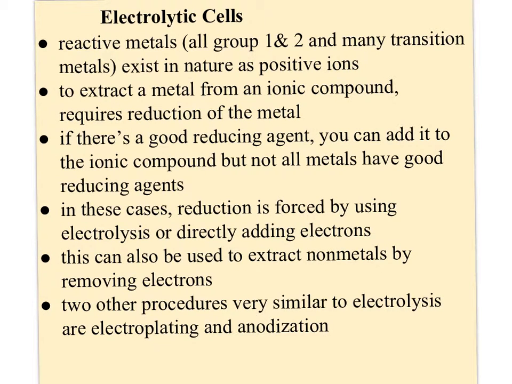Reactive metals, so all of group 1 and 2, and many of the transition metals, exist in nature as positive ions. They're in some kind of compound. You don't find pure metals that often in nature other than gold and some silver. So if there's a good reducing agent that you can use, you can add it to the ionic compound and get your metal out of it. But many metals don't have a good reducing agent available.